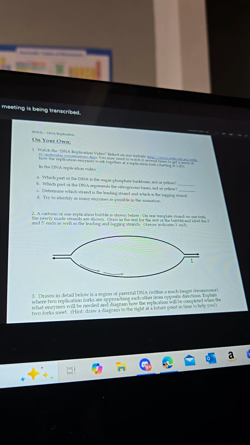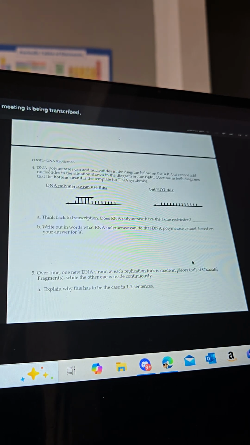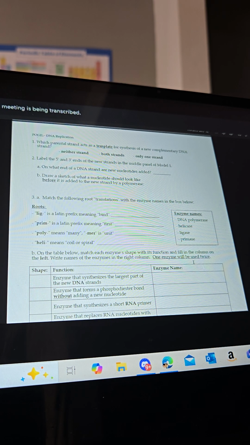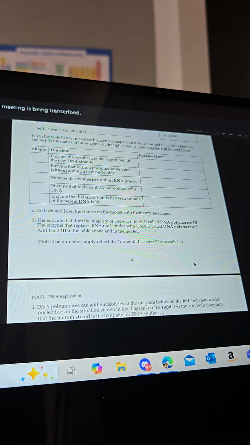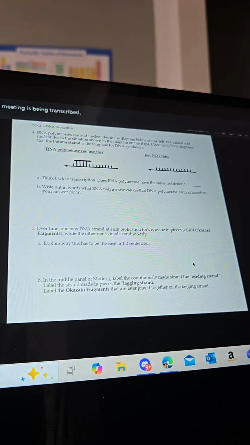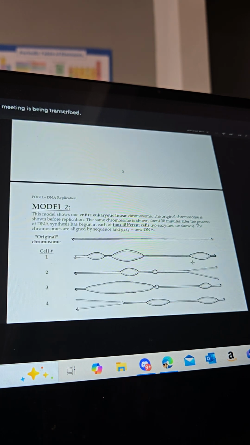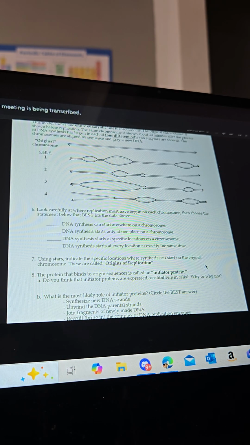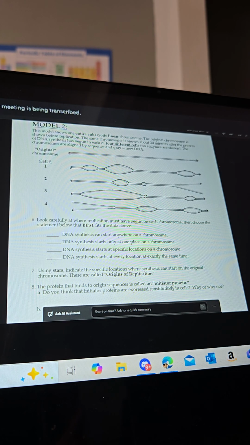All right, is there any questions on this worksheet that anybody would like to go over? We'll start on page 1. Stop me if anybody has a question. Can we go over 6? Okay, 6. Can it start at any exact moment? It can start where the bubbles are, right?